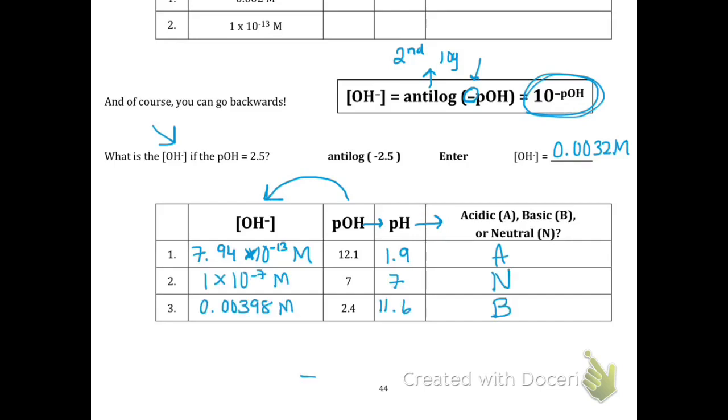Okay, so hopefully you saw that you subtract to get to the pH, and then you can determine if it's acidic or basic. This 11.6 is greater than 7, so it is basic. So check your answers.